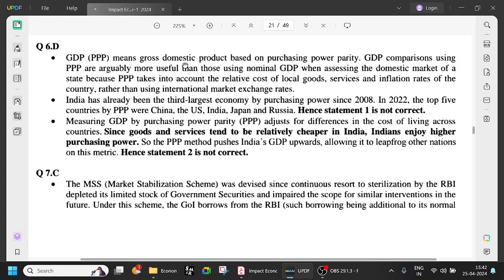It is not saying, for example, that if you get $2,000 in the US and here I get 2,000 rupees, it is the same, right? You cannot say just by the number. You have to take into account not just the dollar-rupee conversion, but also what that can buy. That is purchasing power parity. GDP in purchasing power parity means gross domestic product based on purchasing power parity. So GDP comparisons using PPP are arguably more useful than using nominal GDP, which is true, right?